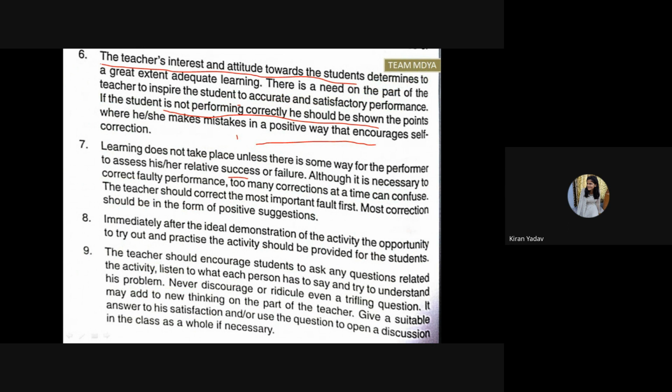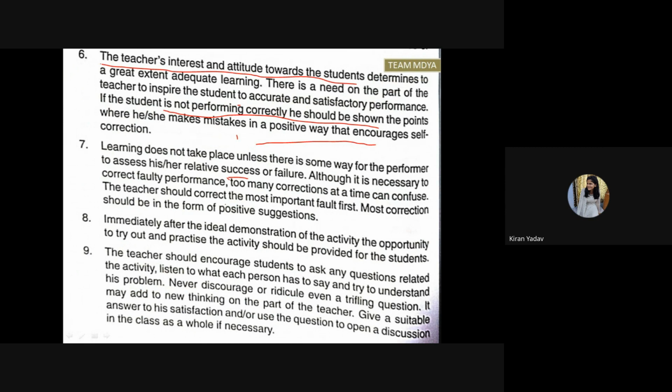Learning does not take place unless there is some way for the performer to assess his or her relative success or failure. So when we can measure something. For example, you have to lose weight. This is your goal, and then you do not have anything to measure. You do not have a weighing machine, or you can't see yourself in the mirror. Then you won't be that motivated or encouraged. So if you have something to assess, then you feel that yes, I am improving. So assessment is also important.